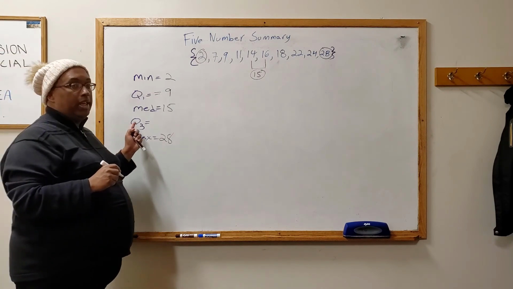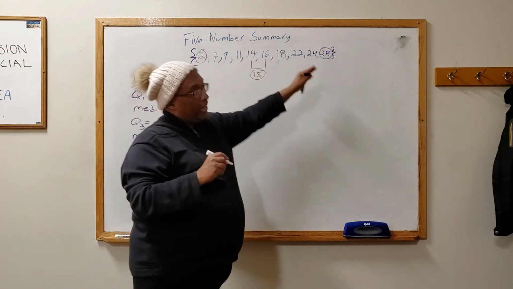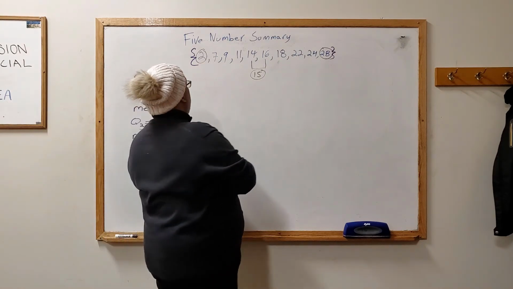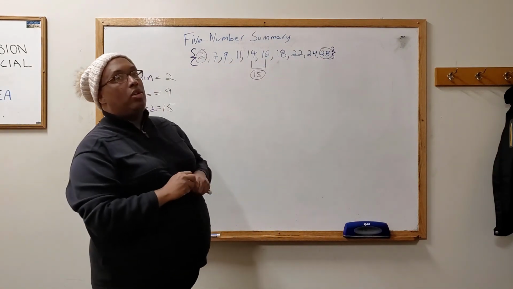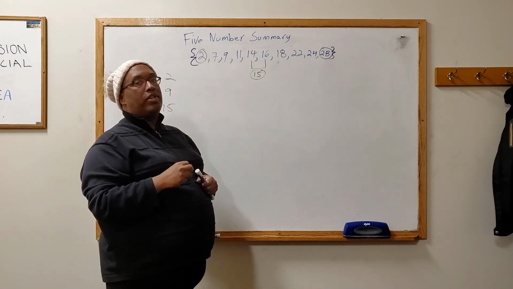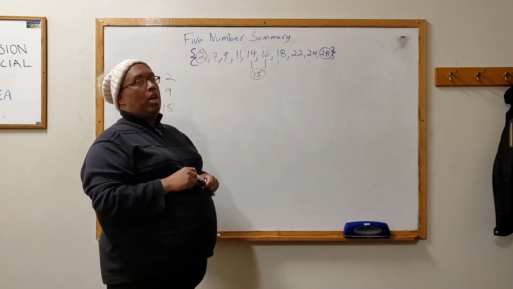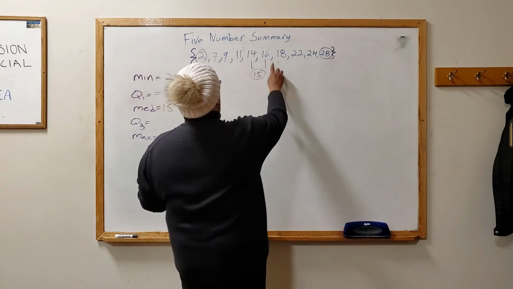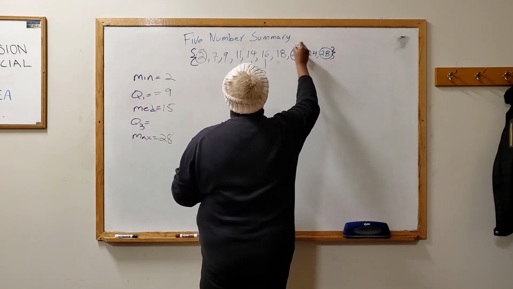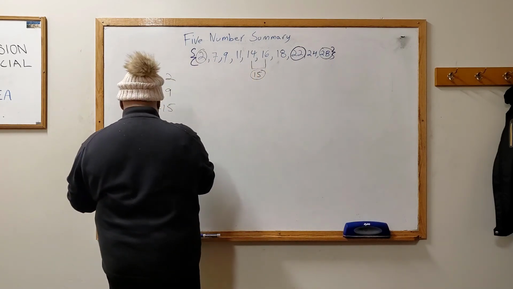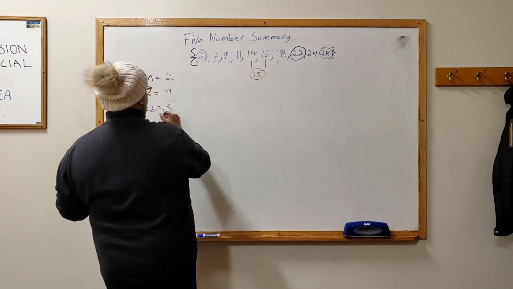So Q3 is in the middle of the second half. So if we do that, we have 1, 2, 3, 4, 5 numbers. 5 plus 1 is 6, divided by 2 gives us 3 again. So we want 1, 2, 3, the third number. And that one gives us 22.